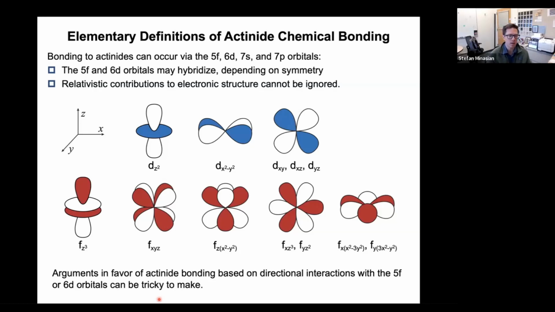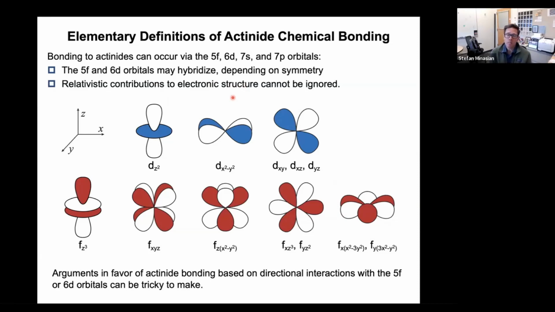And I'm showing here, obviously not all the d orbitals. There's 3 here. And then here, there's not all 7 of the f orbitals. There are 2 more that you can obtain just by rotating 90 degrees on the z-axis. There are also relativistic contributions to electronic structure that can't be ignored. And I haven't even talked about any of the radiological issues associated with doing experimental work on actinide systems, which can really make things pretty challenging.